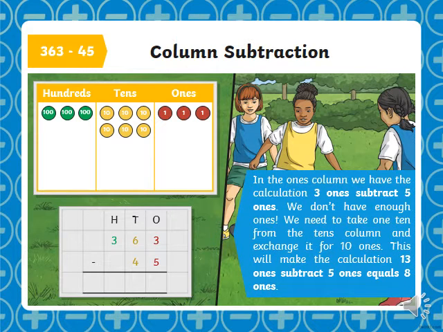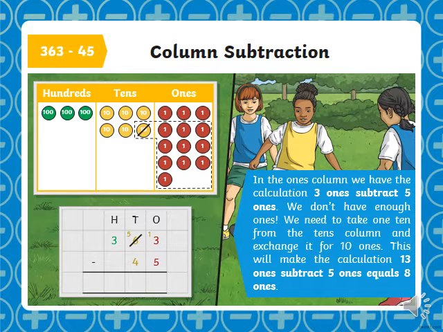Okay, so in the ones column we have the calculation 3 ones subtract 5 ones. Do we have enough ones? If I had 3 ones, can I take 5 of them away? No, we can't. So what we need to do is knock next door, take a 10 away from next door and exchange it for 10 ones. So now that makes the calculation 13 ones, and then we can subtract the 5 ones.